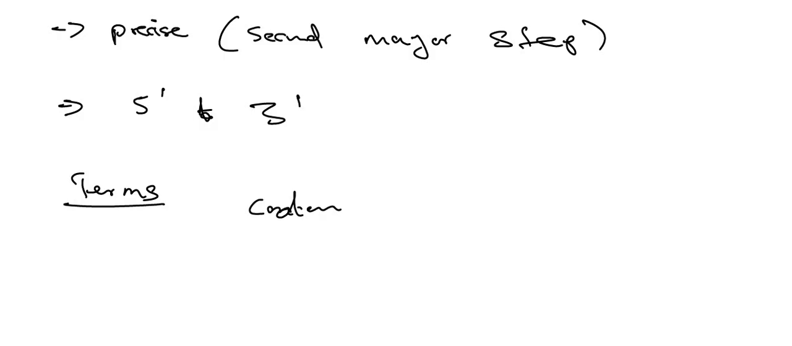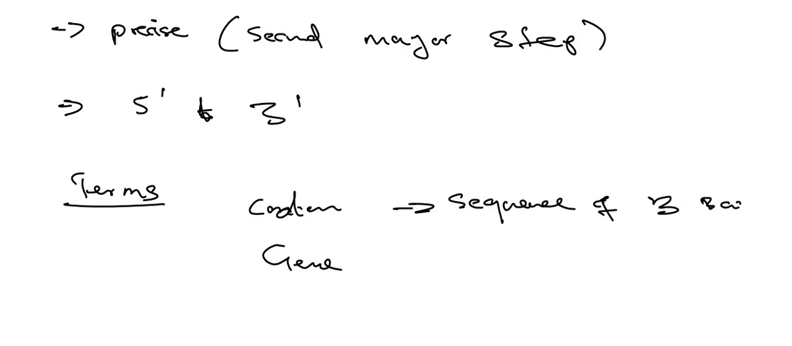So that's what we define. Notice the difference between a gene and a codon. A codon is a sequence of 3 bases on DNA. A gene is a sequence of bases on DNA which code for a sequence of amino acids. I'll give an example to explain the major difference here.